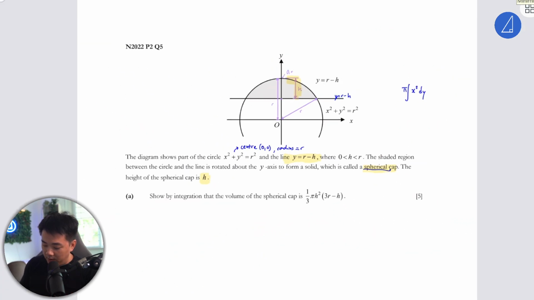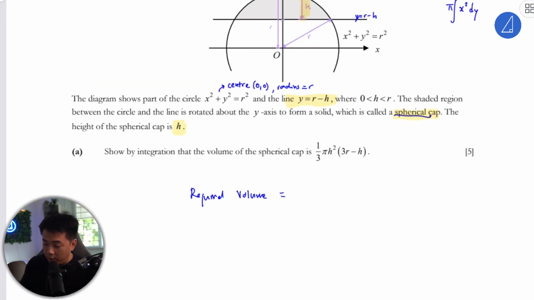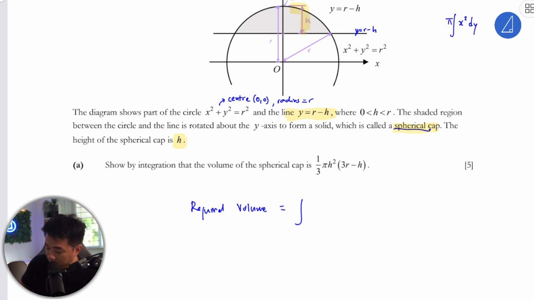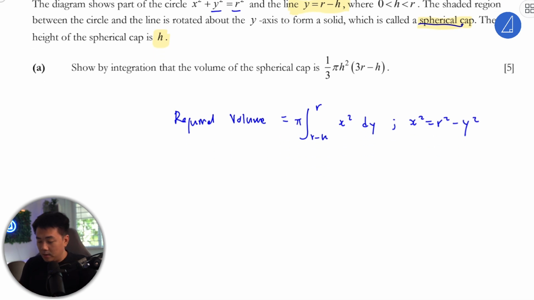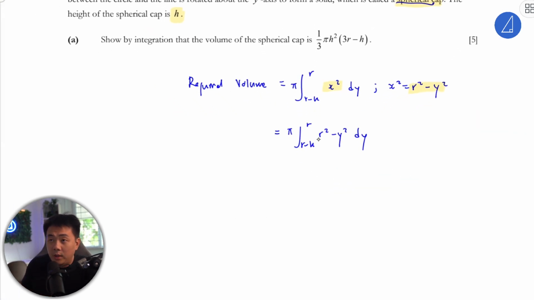So essentially what we need is the required volume. We do from the lower bound, which is r minus h, to r, then it should be pi x squared dy. So make x squared the subject: x squared is r squared minus y squared. Just replace the x squared in. What we'll get here is pi times the integral of r squared minus y squared dy. Treat the r squared as a constant. What we'll get is pi times r squared y minus y cubed over 3.